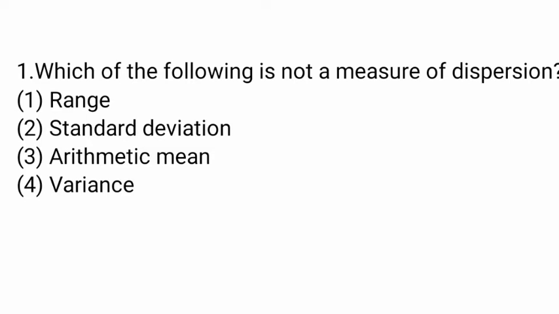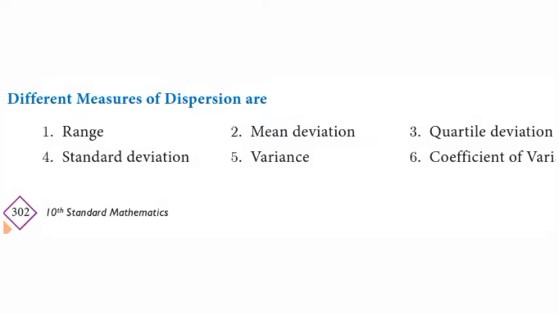I will see the chapter 8 Statistics and Probability, exercise 8.5, 1 marks. First one, which of the following is not a measure of dispersions? First one, range. Second one, standard deviation. Third one, arithmetic mean. And fourth one, variance. Now refer the textbook, page number 302.